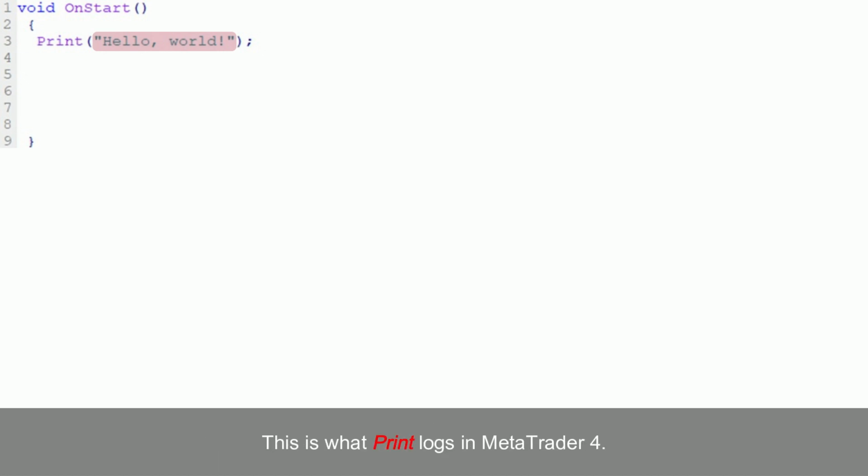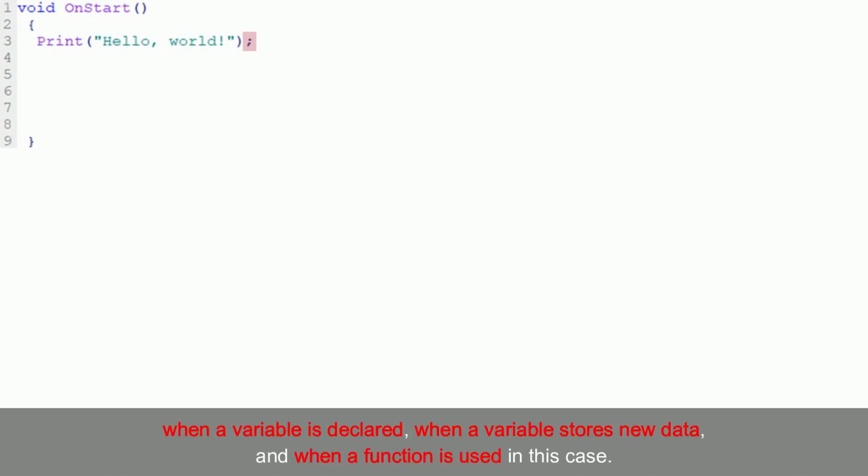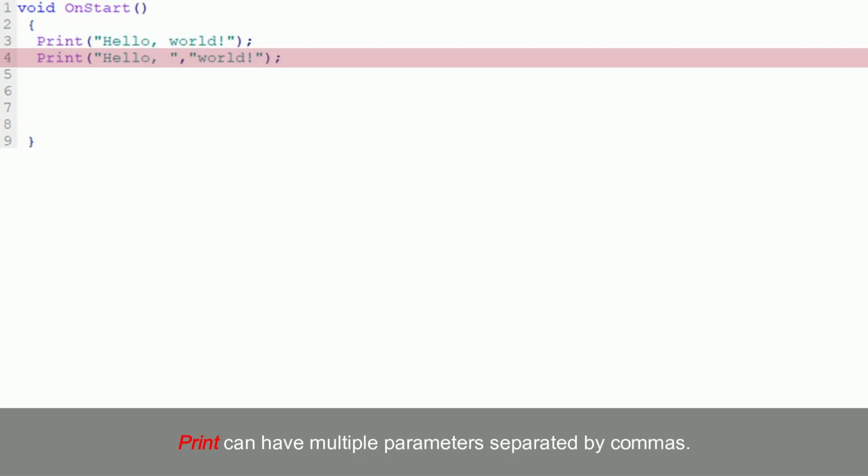What is given in the parentheses after the word Print, enclosed with double quotation marks, is called the parameter of Print. This is what Print logs in MetaTrader 4. The semicolon is an MQL4 syntax requirement, which always comes at the end of a line in three cases: when a variable is declared, when a variable stores new data, and when a function is used, in this case. Print can have multiple parameters separated by commas.